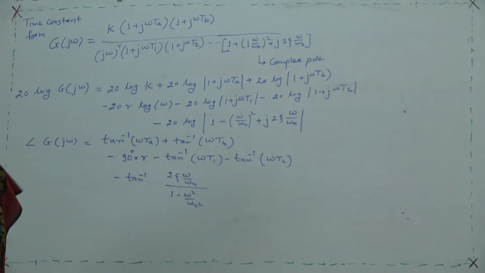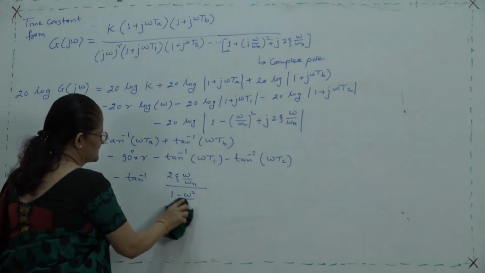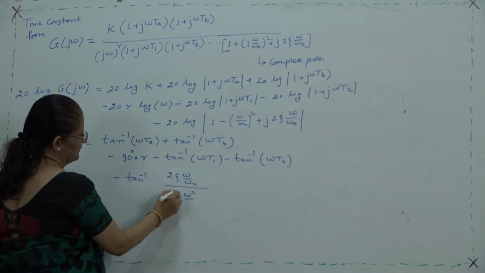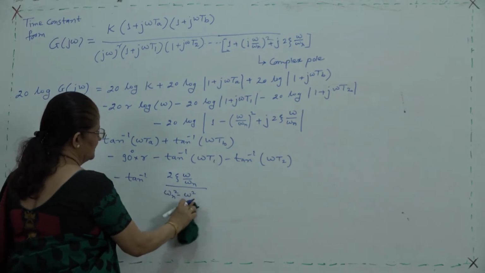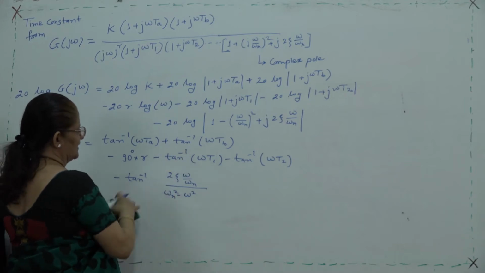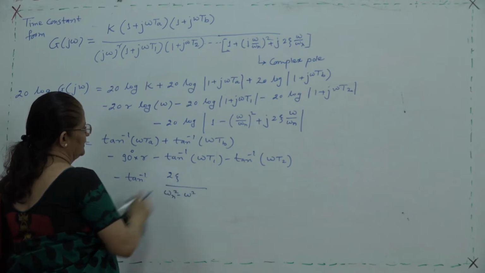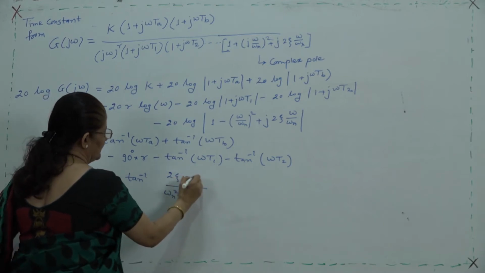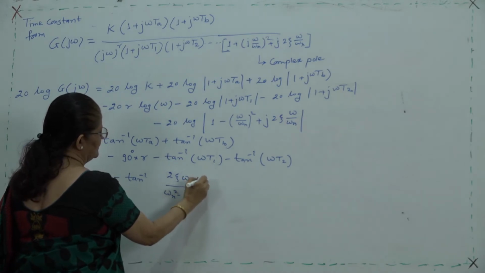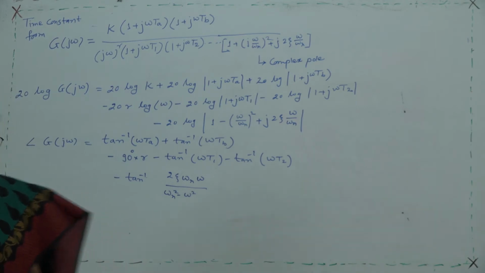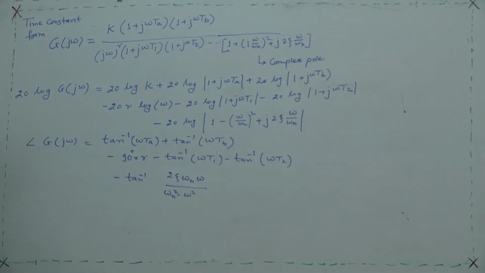So, how will you get after simplification? This omega n square we will write here. So, we will get here omega n square minus omega square upon omega n square, that will come here, and so you will get omega twice zeta omega n omega upon omega n square minus omega square. So, this is for the magnitude plot, this is for the phase plot.